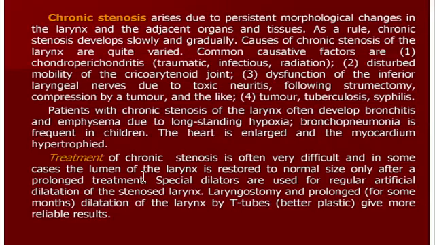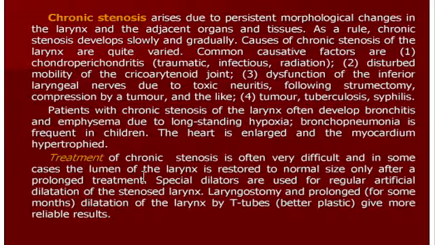About chronic stenosis: it arises due to persistent morphological changes in the larynx and the adjacent organs and tissues. As a rule, chronic stenosis develops slowly and gradually. Causes of chronic stenosis of the larynx are quite varied. Common causative factors are chondroperichondritis, disturbed mobility of the cricoarytenoid joint, dysfunction of the inferior laryngeal nerves due to toxic neuritis following strumectomy, compression by a tumor, tuberculosis, and syphilis.